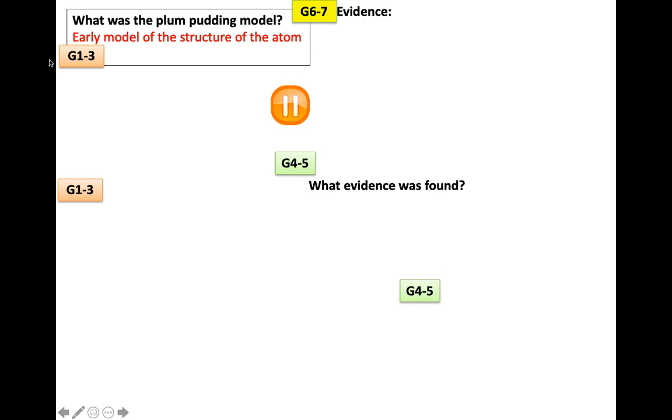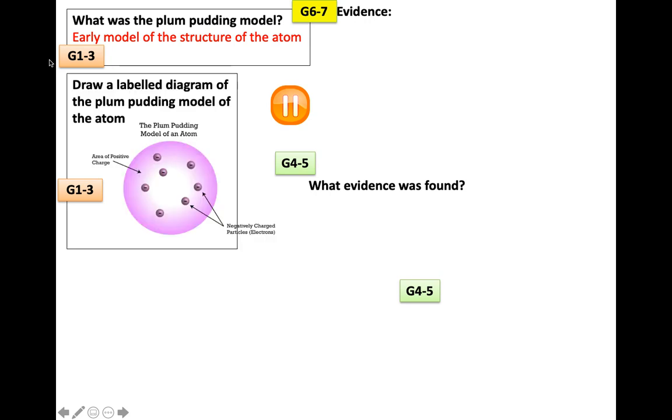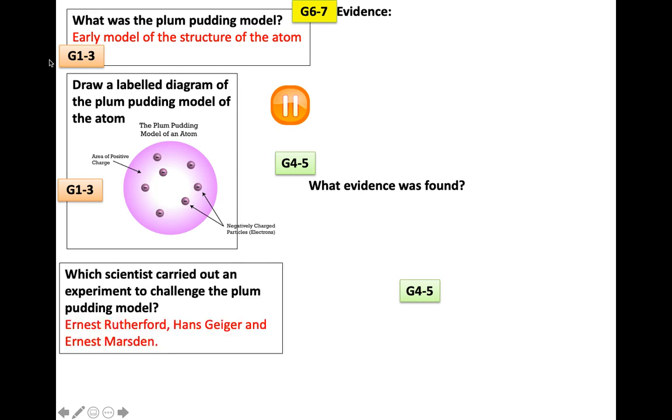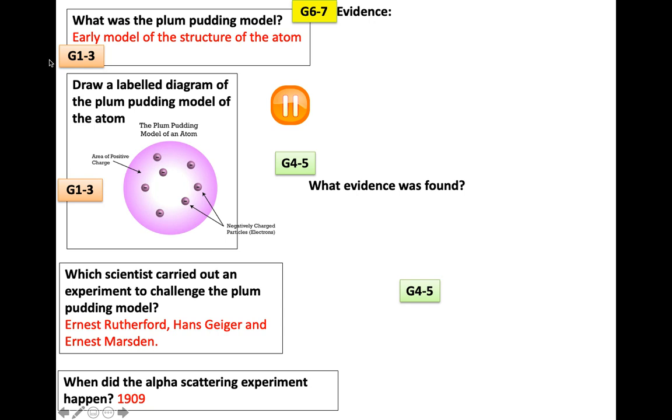Okay, so the task sheet, grade 1 to 3. The plum pudding model was an early model of the structure of the atom. A labelled diagram could be one like this. Which scientist carried out an experiment to challenge the plum pudding model? That was Ernest Rutherford, Hans Geiger and Ernest Marsden. Need all 3. When did the alpha scattering experiment happen? In 1909.